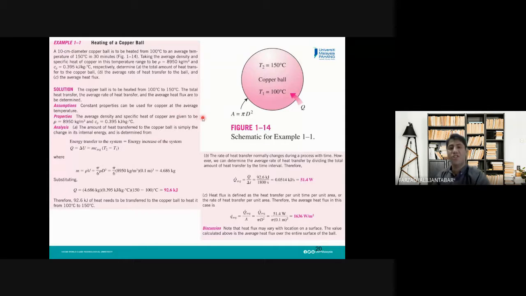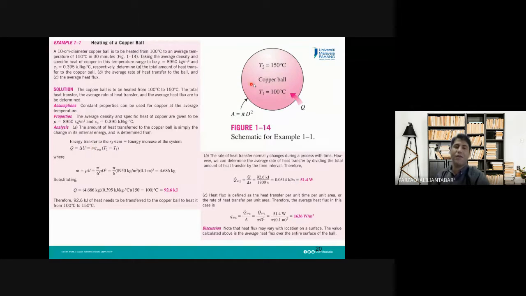So the change in the energy of the system is only the change in the internal energy of the system. So Q is equal to delta U, for changing the energy of the system, equal to m C_v average times (T2 minus T1). This is delta T. Here, T2 and T1 are given: 150 degrees Celsius and 100 degrees Celsius.